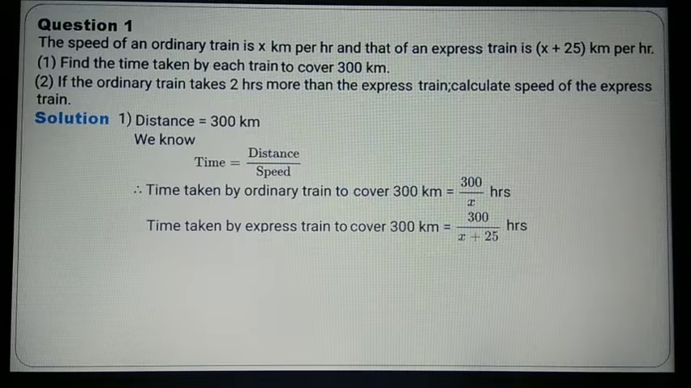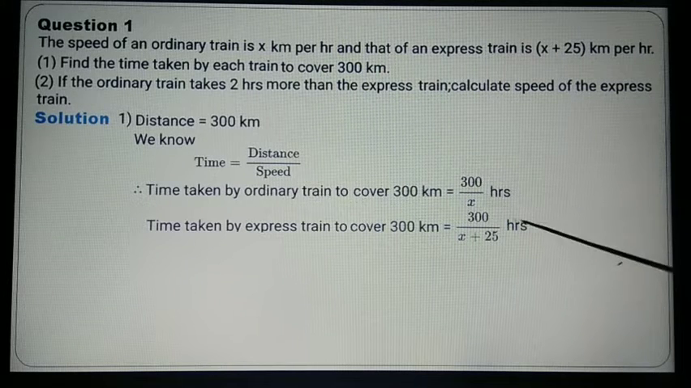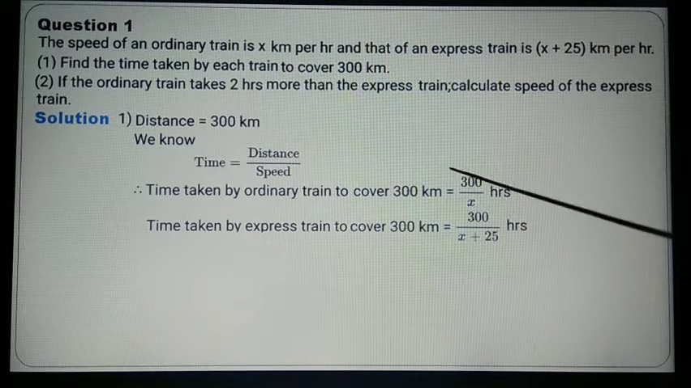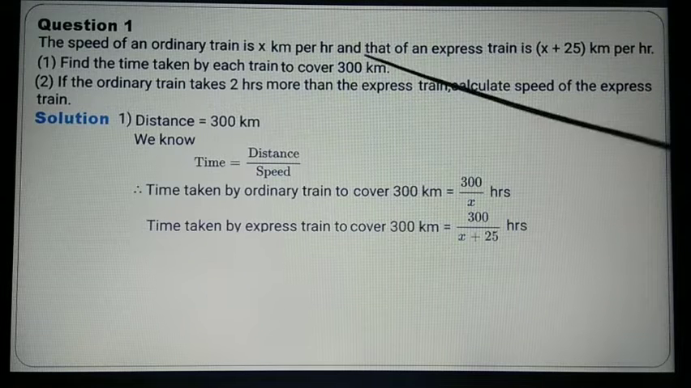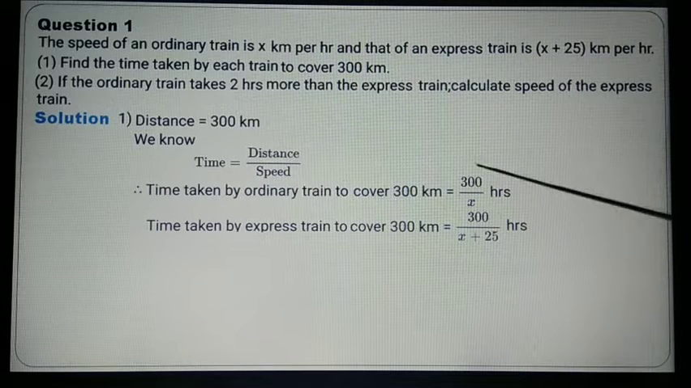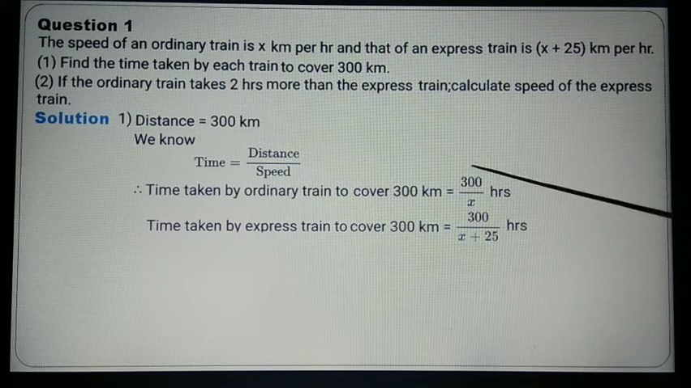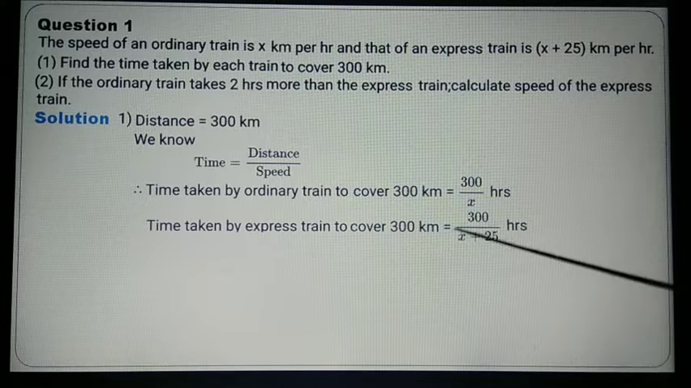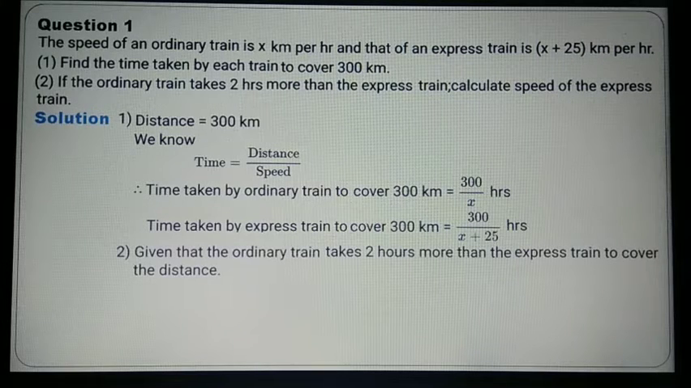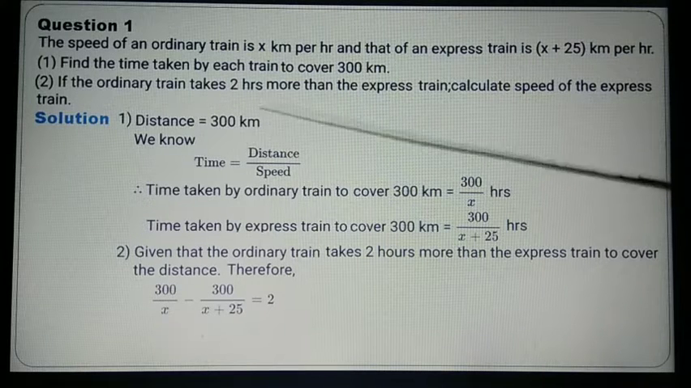That means the time taken by the ordinary train will be more than the time taken by the express train, because the ordinary train is moving with lower speed. So this is always greater than this part. If I find the difference between the times, it has to be 2 hours. The greater time is this one, so 300 divided by x minus 300 divided by x plus 25 has to be equal to 2 hours according to the question.